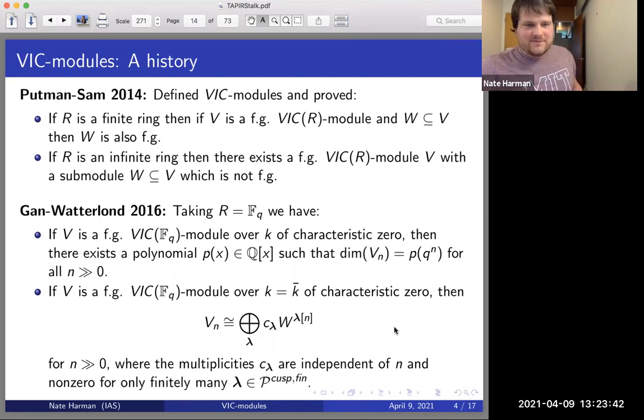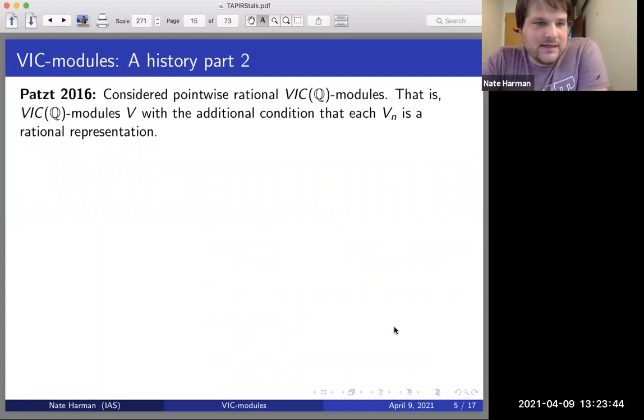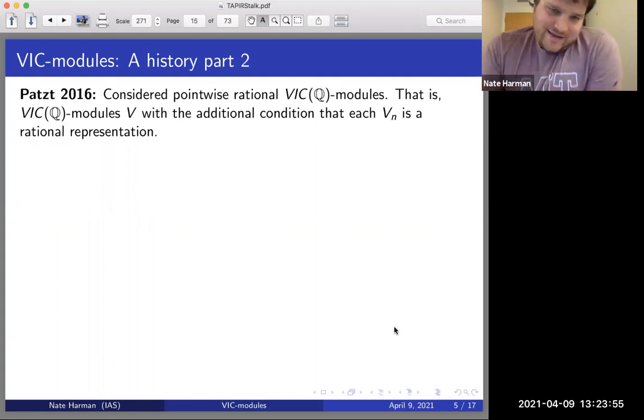Cool. All right, let me keep going. So the next result I want to talk about is a result of our very own Peter Potts, who looked at VIC Q-modules, which are pointwise rational or pointwise algebraic. So meaning that they come from an algebraic representation of the algebraic group.